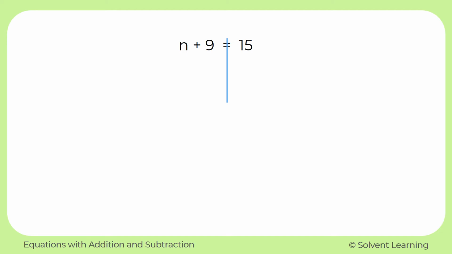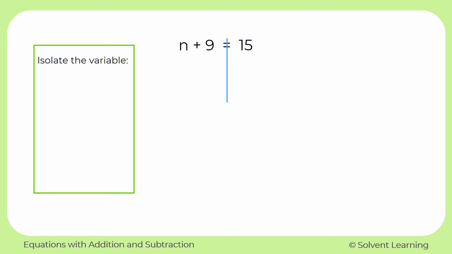Now remember, we want to try to get the variable by itself. We know that our equation will be solved when the variable n is by itself on that left side and we have just a number on the other side. So we call that isolating the variable, getting it by itself. Well, we have that plus 9 that's kind of in the way there. So how do we get rid of that plus 9?